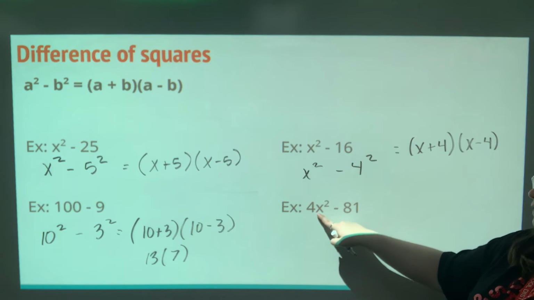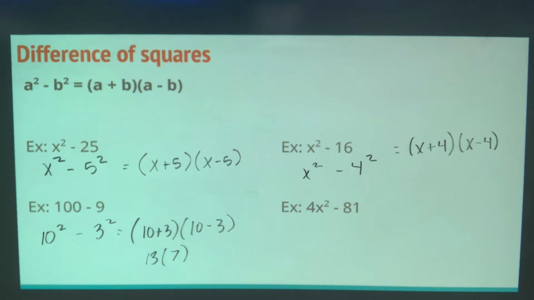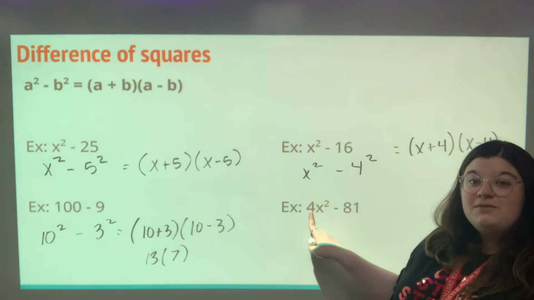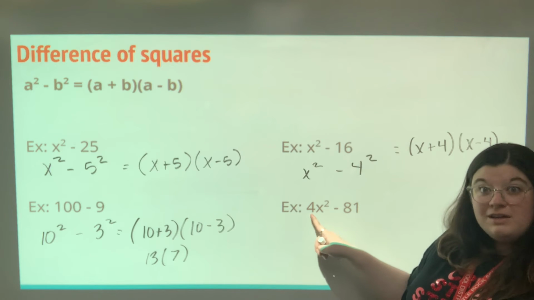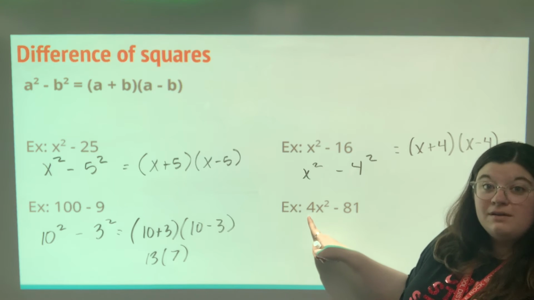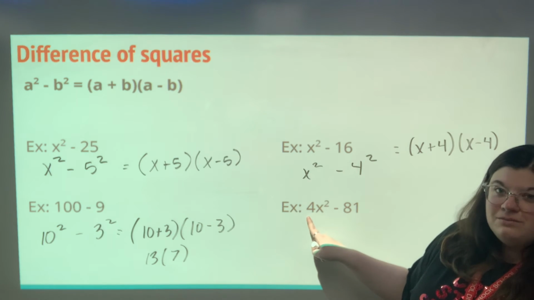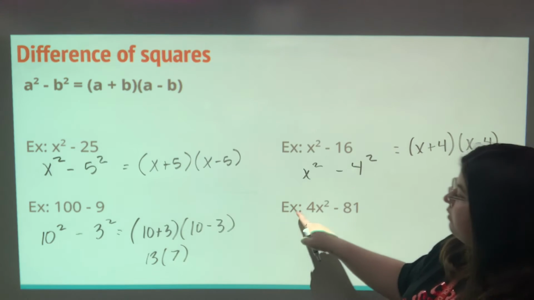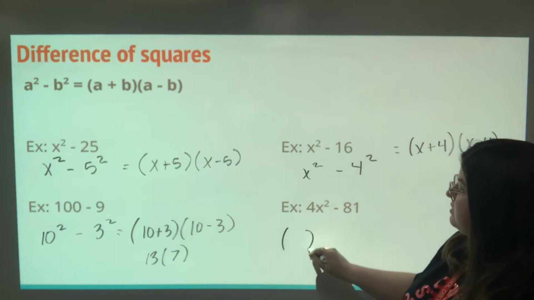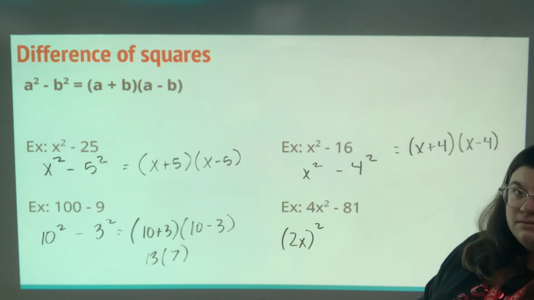Last one here. We have 4x squared minus 81. This one's a little tricky. Now we have 4 being multiplied to x squared. X squared is a square. Is 4 a perfect square? Yes, it is, because it's 2 squared, right? So, kind of like what we did here with these first steps, you could write this as 2x squared.